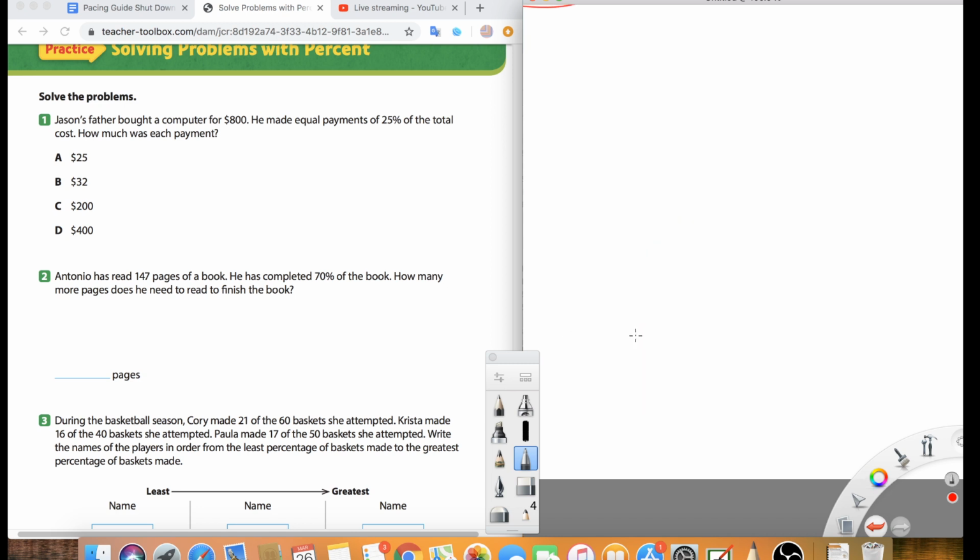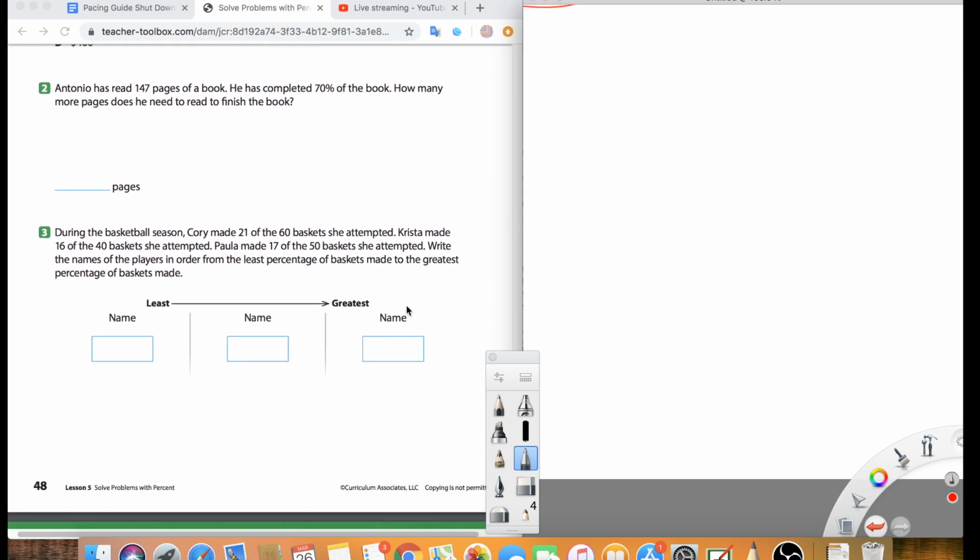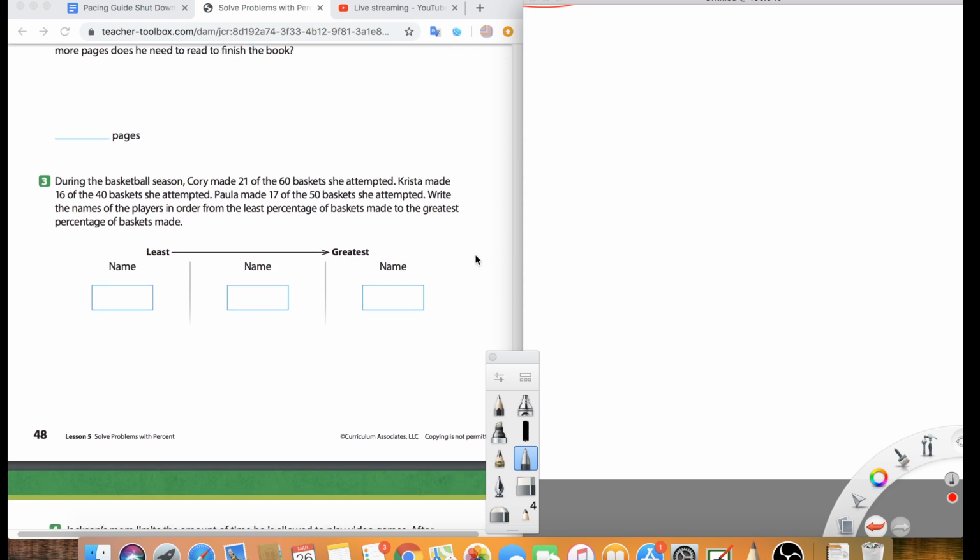All right, so for number 3, it says, during the basketball season, Corey made 21 out of 60 baskets she attempted. Krista made 16 out of 40 baskets she attempted, and Paula made 17 of the 50 baskets she attempted. Write the names of the players in order from the least percentage of baskets made to the greatest percentage of baskets made. So we need to put the smallest percentage up to the greatest percentage.